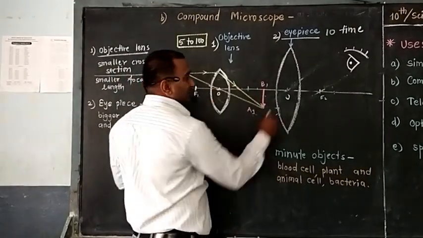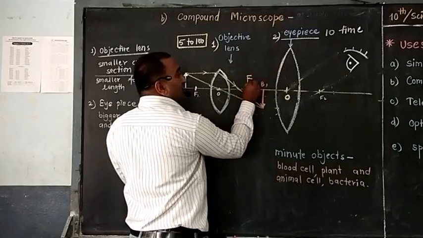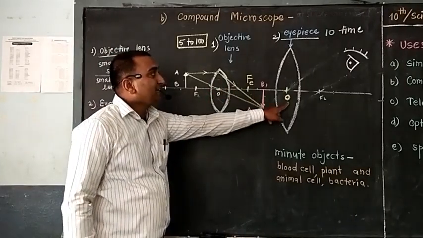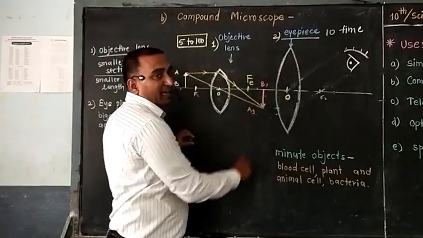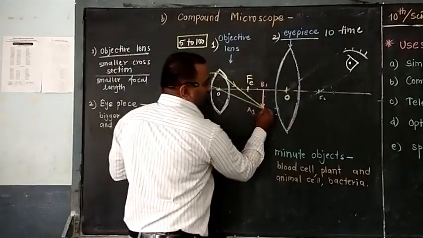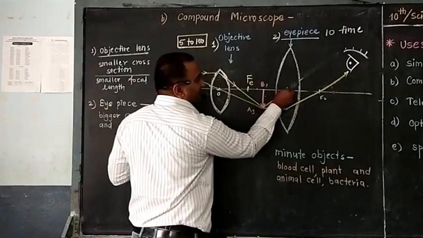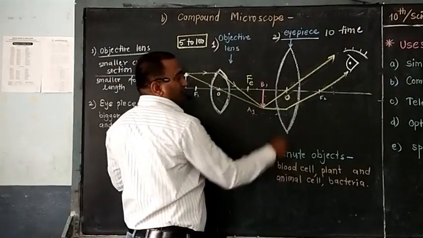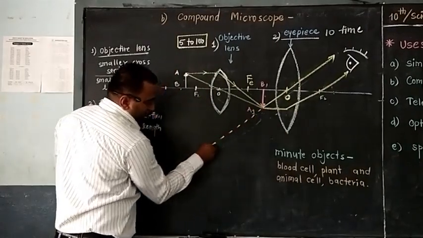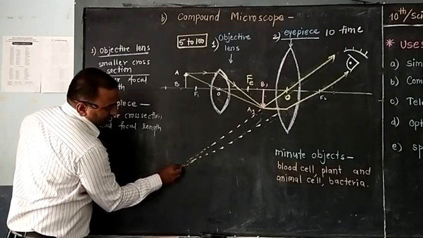Now what is the specific condition? See, this is the optical center, and the eyepiece focus is here. The focus of the eyepiece is E. That means the image formed by the objective lens should lie between the optical center and the focus of the eyepiece. It is fitted in a tube, so we can adjust it properly. Now this image works as an object. One ray, parallel, passes through the focus and reaches the eye, and one ray travels directly through the optical center without any deviation. But here they do not meet. If you extend these rays backward, they definitely meet at one point, and there we get the image.